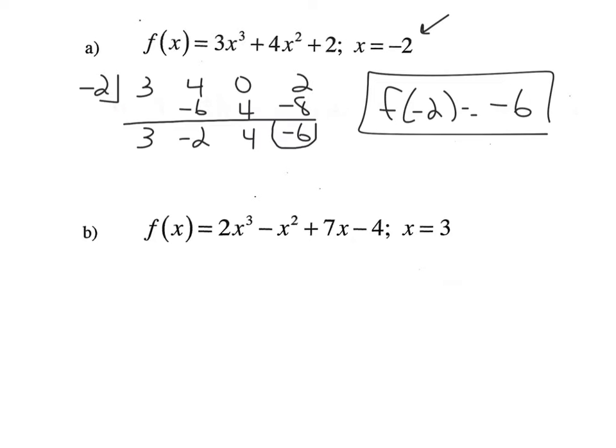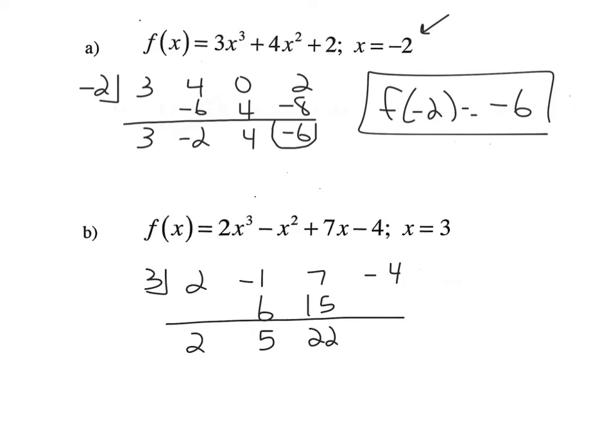Part B. This time putting 3 in the box, have 2, negative 1, 7, no 0 this time because I have all my exponents. Start out bringing the 2 straight down. Every time you bring a number down, multiply by what's in your box. 2 times 3 is 6. Always add. Multiply by what's in your box. 5 times 3 is 15. Always add. Multiply by what's in the box. That's 66. Always add. That's 62. So your answer, f of 3 is 62. Not bad at all.